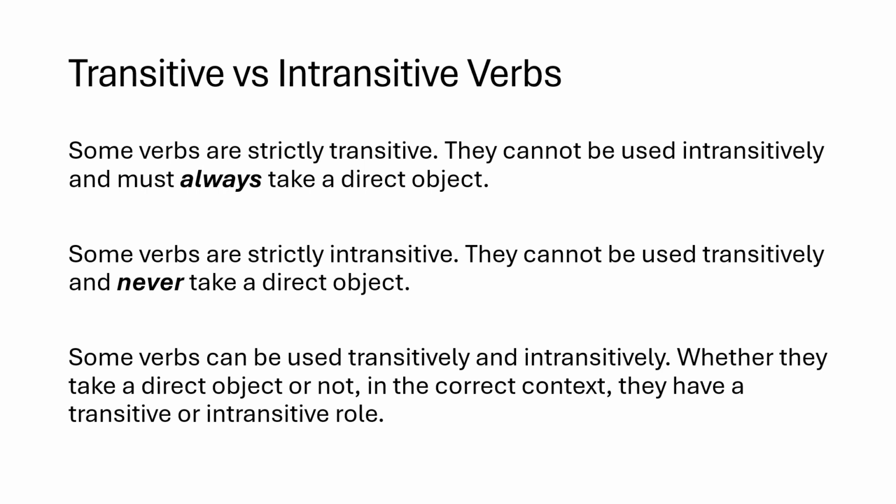Some verbs are strictly transitive. They cannot be used intransitively and must always take a direct object. Some verbs are strictly intransitive. They cannot be used transitively and never take a direct object. Some verbs can be used transitively and intransitively. Whether they take a direct object or not, in the correct context, they have a transitive or intransitive role.